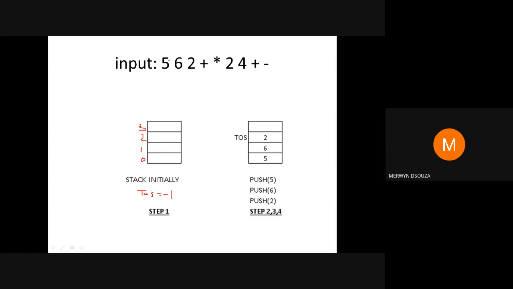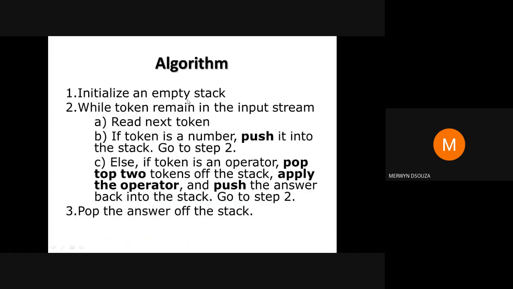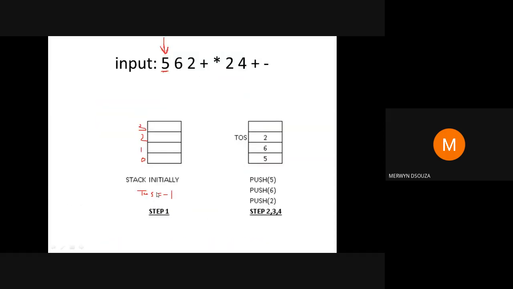So we start with this. We start by applying the algorithm. We go through the expression from left to right, so I start from here, 5. For the first one or two steps, I'll go through the algorithm slowly so that you understand. Here I've initialized my empty stack, so I made the top of the stack equal to -1.